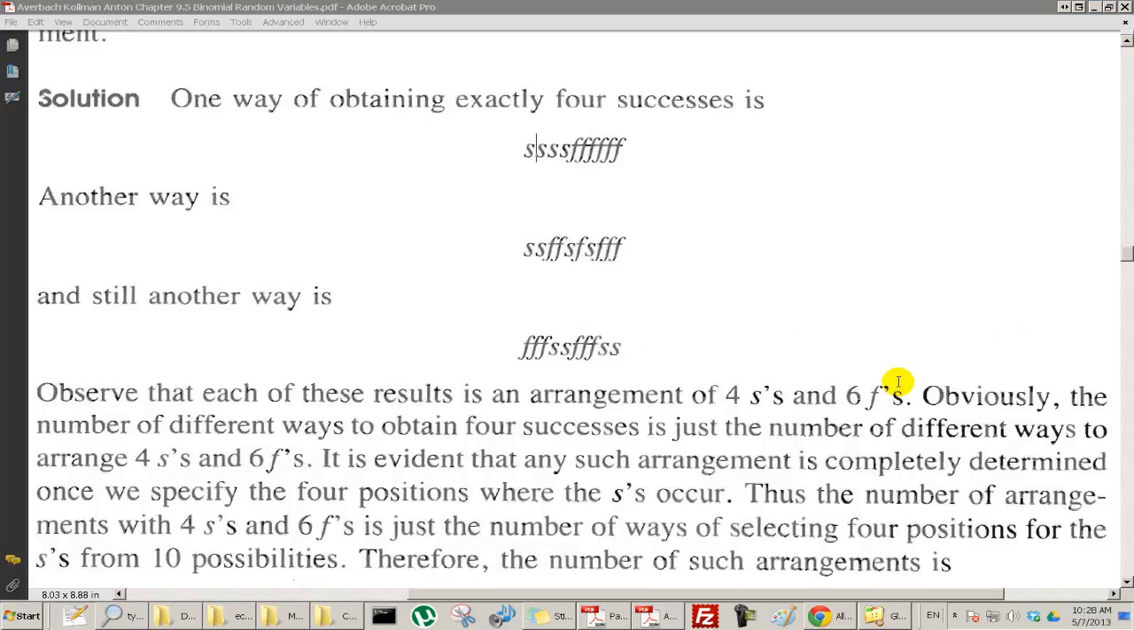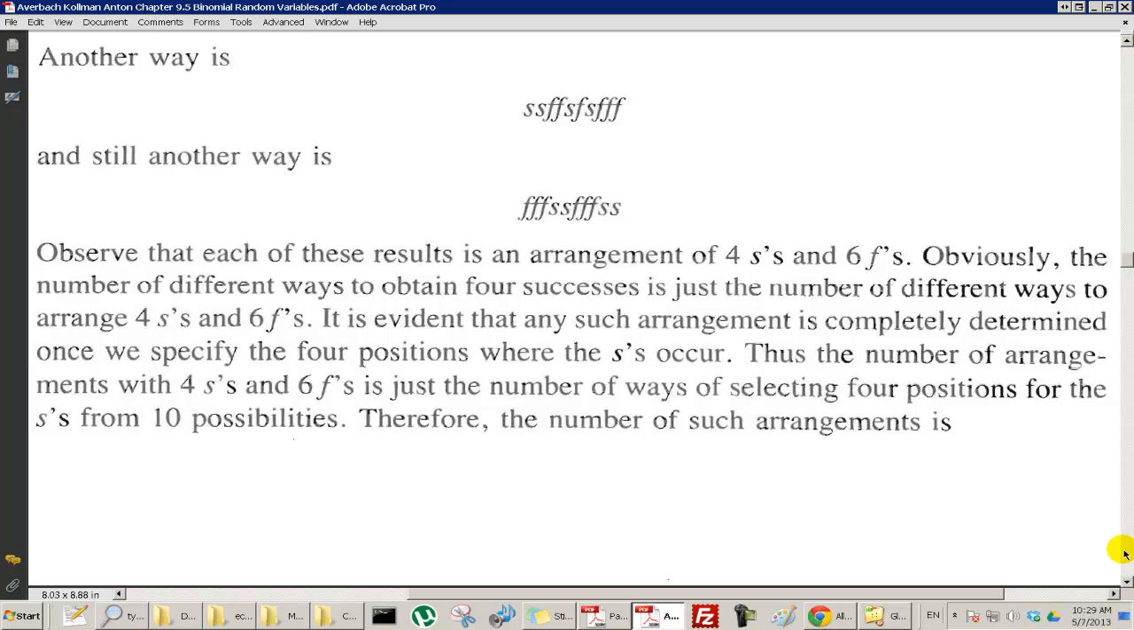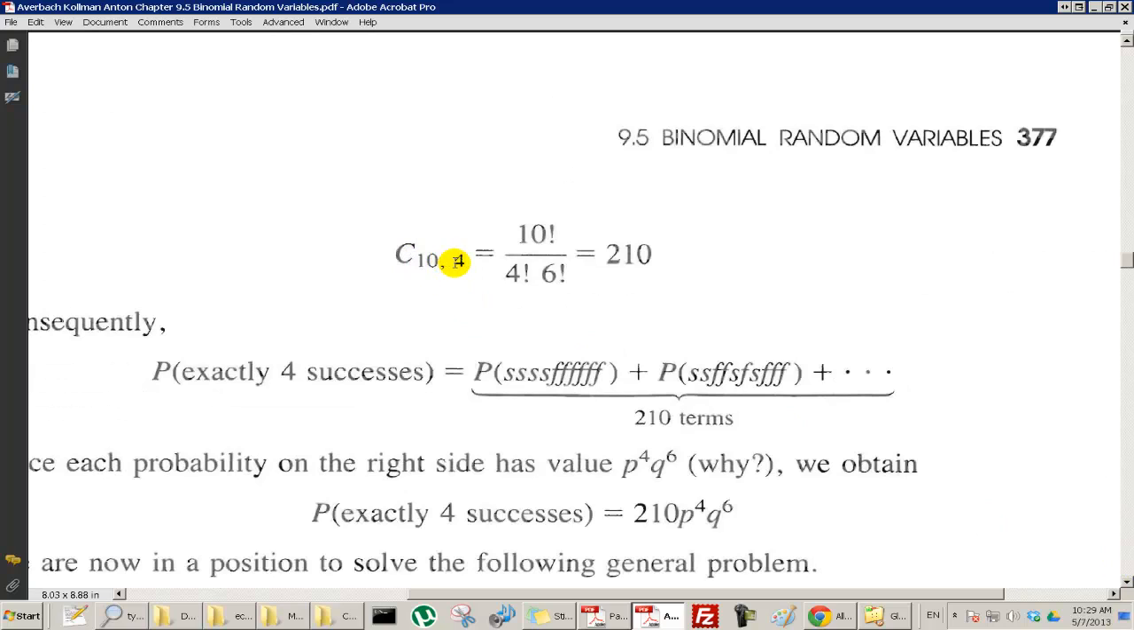So we can say that the number of arrangements with 4 S's and 6 F's is just the number of ways of selecting 4 positions for the S's from the 10 possible ones. Therefore, the number of such arrangements is C(10,4). How many ways can we choose 4 slots from the 10, 4 slots to put the S's in? And the answer to that will be 10 factorial over 4 factorial times 6 factorial. This 6 comes from 10 minus 4. So this turns out to be 210.